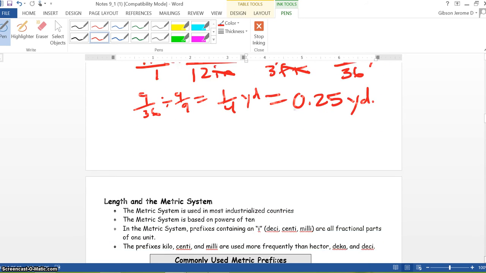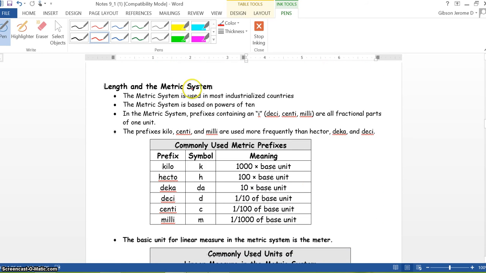Okay, now we scroll on here to length and the metric system. It says the metric system is used in most industrialized countries. The metric system is based on powers of 10. In the metric system, the prefixes deci, centi, milli are all fractional parts of 1 unit. The prefixes kilo, centi, milli are used more frequently than hecto, deca, and deci.